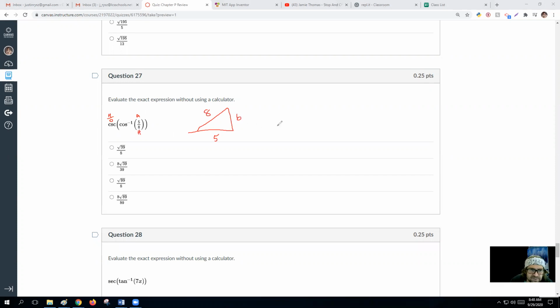So we do need to find this opposite again. So, okay, 5 squared plus b squared equals 8 squared. So 25 plus b squared equals 64. Let's subtract. B squared would equal, if I subtract that, 39. So b would equal, it doesn't come out nice, radical 39. That would be 3 and 13, which still doesn't come out nice.